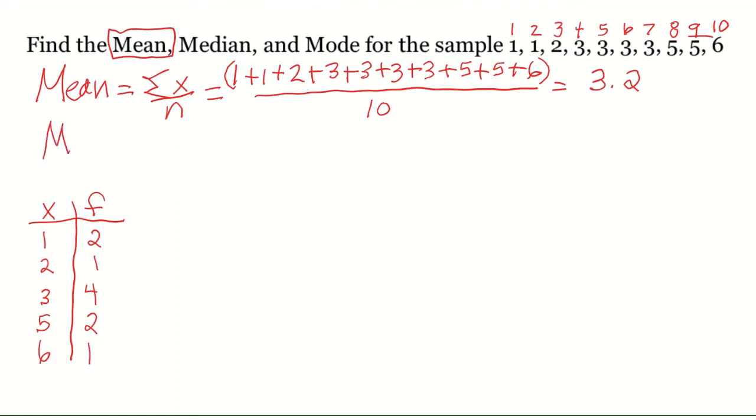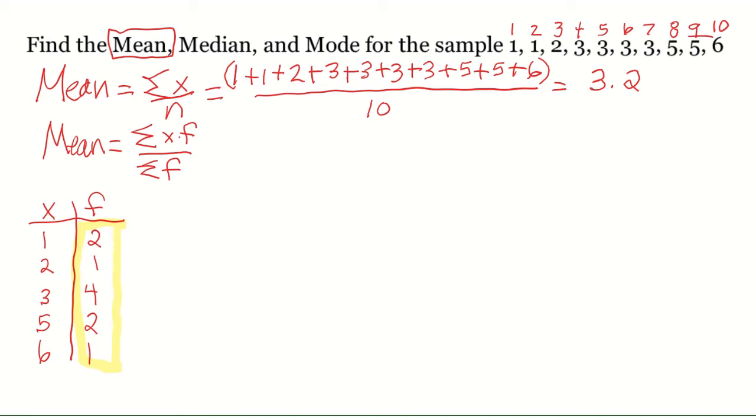So the formula for solving for the mean when you're using the frequencies is going to be the summation of the x values times their frequency divided by the summation of their frequencies. If they gave you just this frequency table rather than listing them out, then you can use the summation of the frequency, which is just adding this column here, and that's going to equal your sample size.